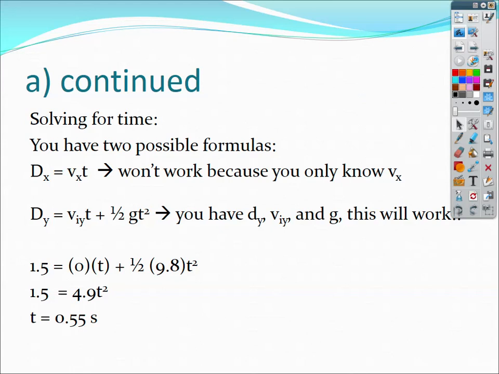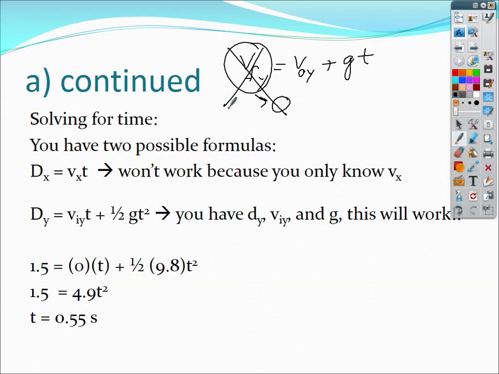Again, these are your 2 main equations. The first one won't work because you only know Vx. The second one, though, we do have 3 out of the 5 variables. Now, let me quickly say this. Some people go, well, can't I try this one? Because isn't the final velocity in the y direction 0 because it hits the ground? No. No, no, no.